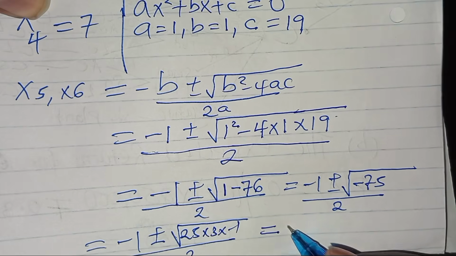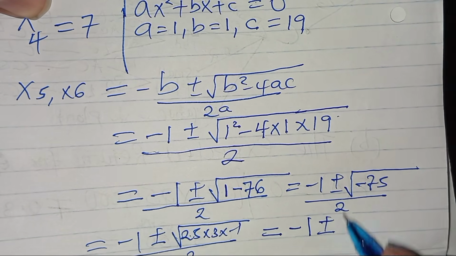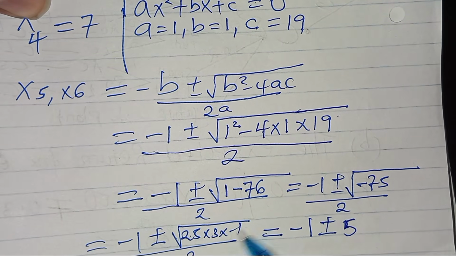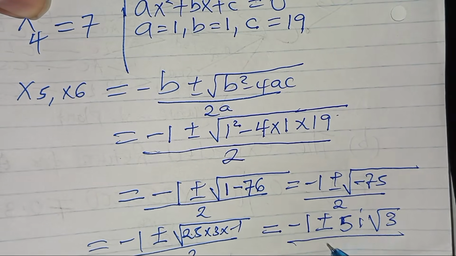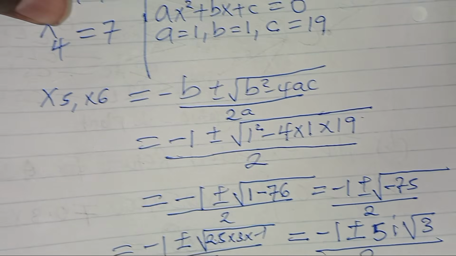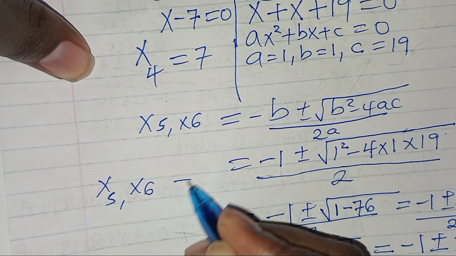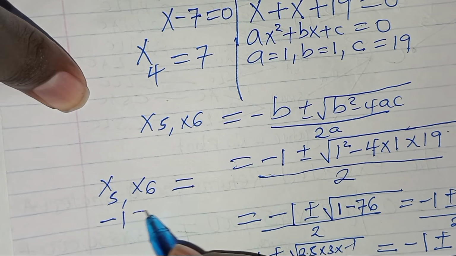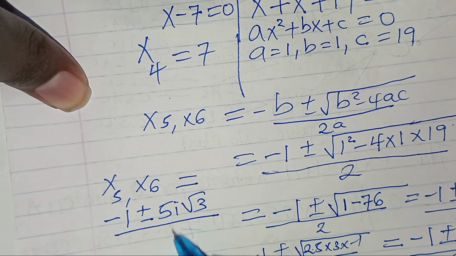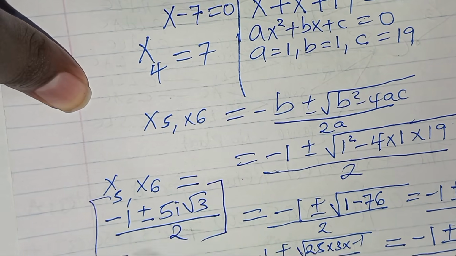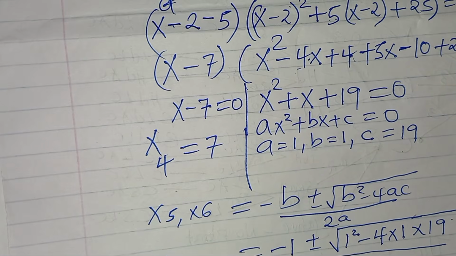Now this is equal to negative 1 plus or minus. Now square root of 25, this is 5. Square root of negative 1, this is I. Square root of 3, all this divided by 2. So that means that x5, x6, this is equal to negative 1 plus or minus 5i square root of 3 divided by 2. Now, actually, we have 6 solutions, as you can see.